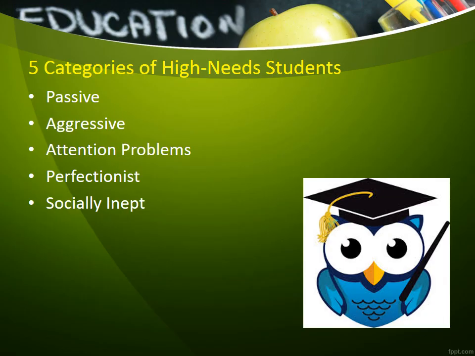There are 5 categories of high needs students: passive, aggressive, students with attention problems, students who are perfectionists, and socially inept students.